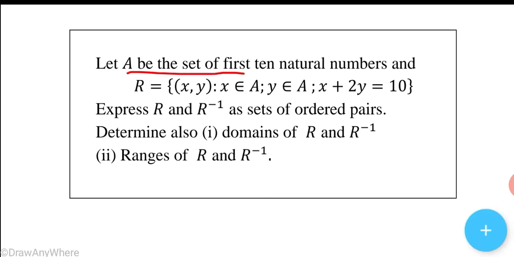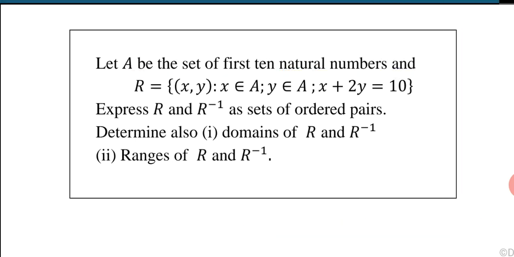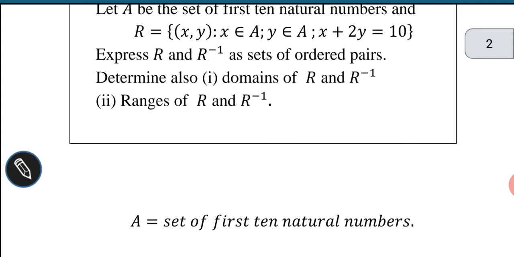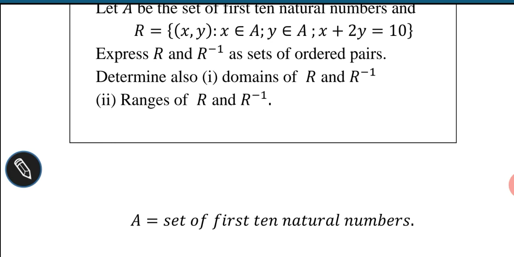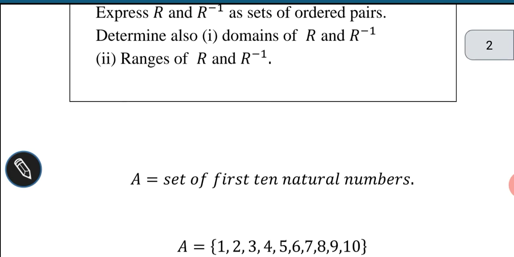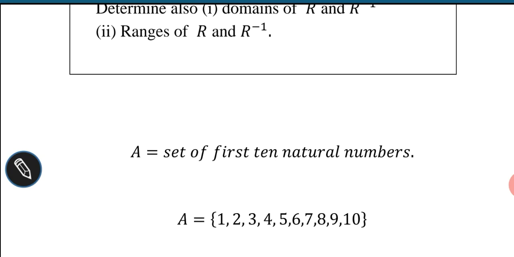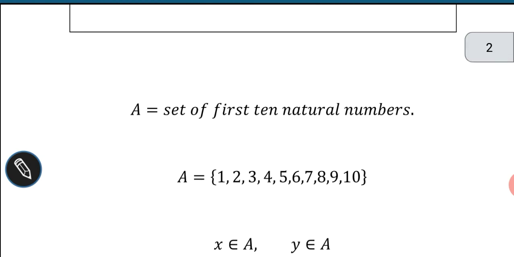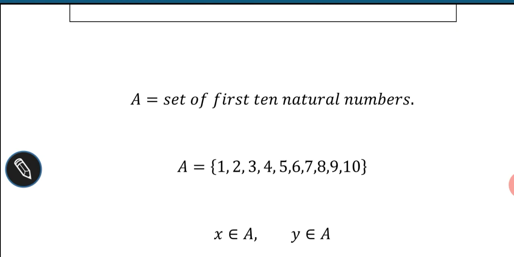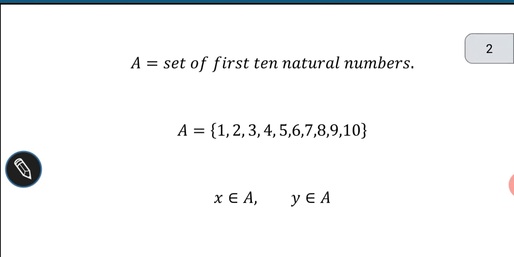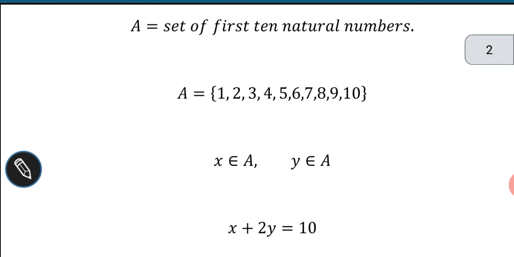Capital A is the set of first 10 natural numbers. So capital A is equal to the first 10 natural numbers, from 1 to 10. So capital A equals {1, 2, 3, 4, 5, 6, 7, 8, 9, 10}. Here in the problem it is given that x belongs to capital A and y belongs to capital A. Both x and y are elements of capital A.